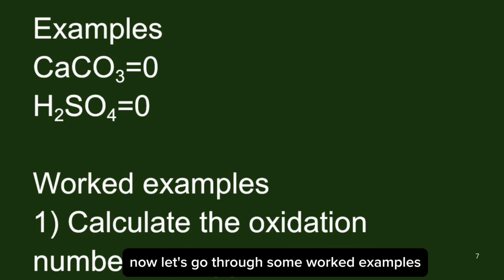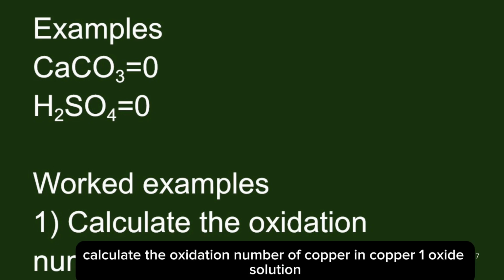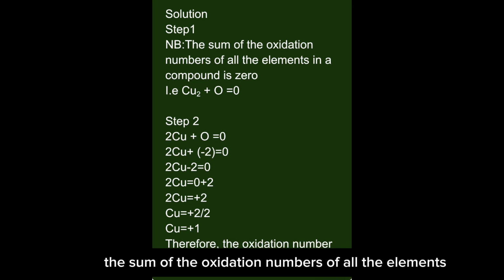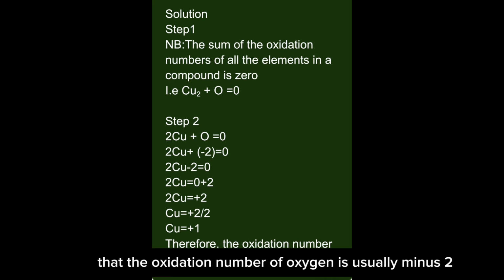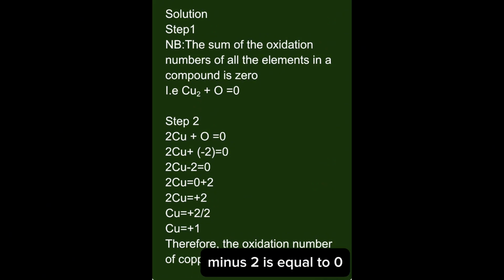Now let's go through some worked examples. First question says, calculate the oxidation number of copper in copper(I) oxide. Solution, step 1. We should recall the third rule that says the sum of the oxidation numbers of all the elements in a neutral compound is zero. That is, the oxidation number of copper plus the oxidation number of oxygen is zero. Step 2. It should be noted that the oxidation number of oxygen is usually -2. Now, substituting this -2 for oxygen, we have 2Cu plus (-2) is equal to 0.